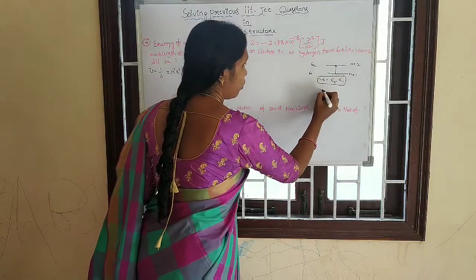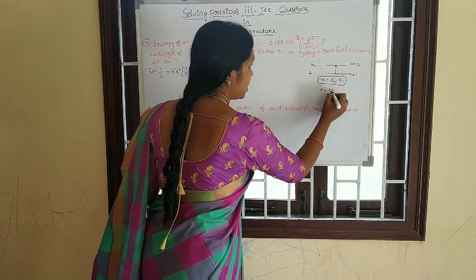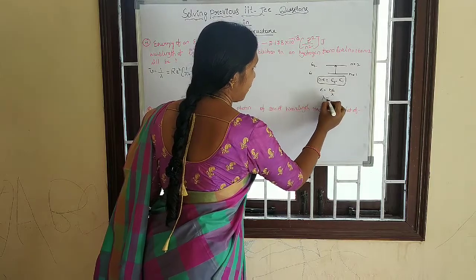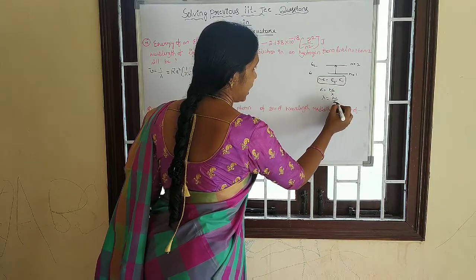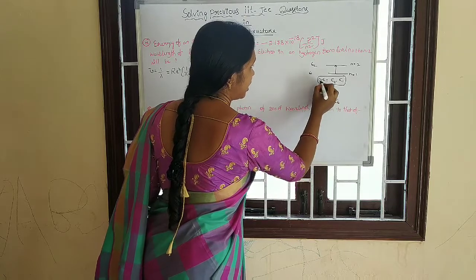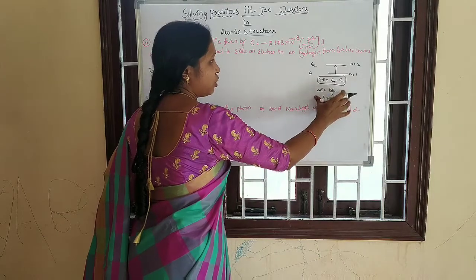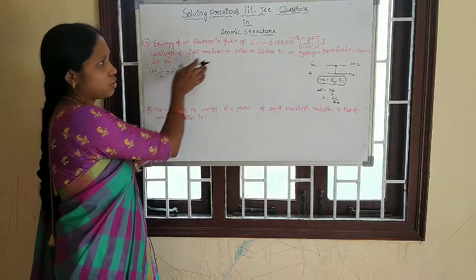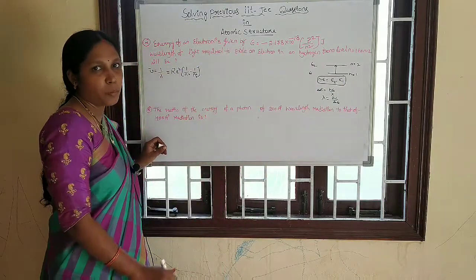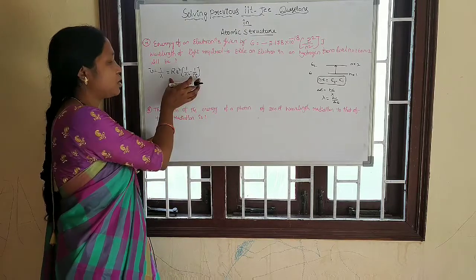For that energy you should calculate the wavelength. Okay, delta E you know. Energy equal to hc by lambda, so lambda equal to hc by delta E. So these two methods you will use to solve the problem. Okay, I am taking this one.